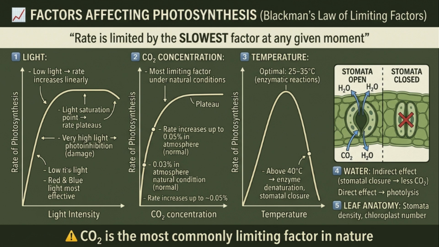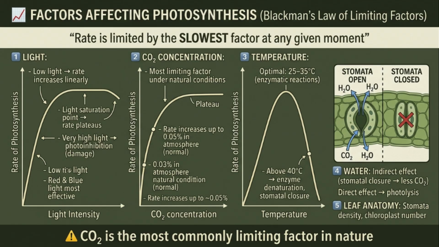Factor 3. Temperature. Photosynthesis is enzyme-driven, so temperature matters. The optimal range is 25 to 35 degrees Celsius. Above 40 degrees, enzymes begin to denature, and stomata close to prevent water loss, which ironically also blocks CO2 entry.